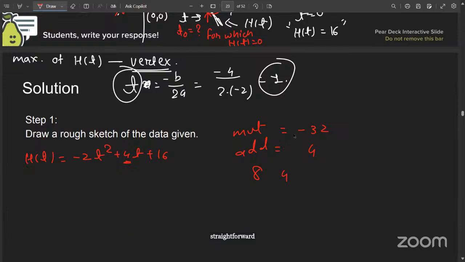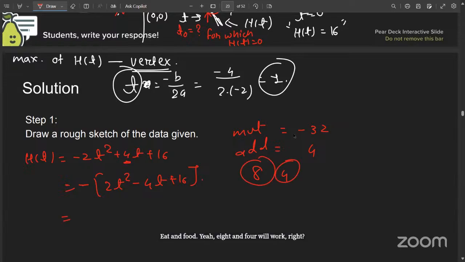So this is the same as minus 2t squared minus 4t plus 16. No, still not that straightforward. But the roots are 8 and 4. Yeah, 8 and 4 will work, right? So let's try. 8 and 4 will obviously work here. So that means minus 2t squared, and I want the addition to be plus, so plus 8t minus 4t plus 16.